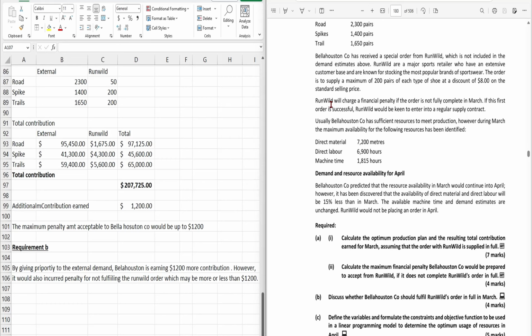Additionally, BellaHouseton could be sued by Run Wild for not fulfilling the order. So from the legal aspects as well, it may lead BellaHouseton to go to the court and deal with all those cases, right? And as Run Wild is already famous and has a good customer base, through word of mouth BellaHouseton's company image will also go down.